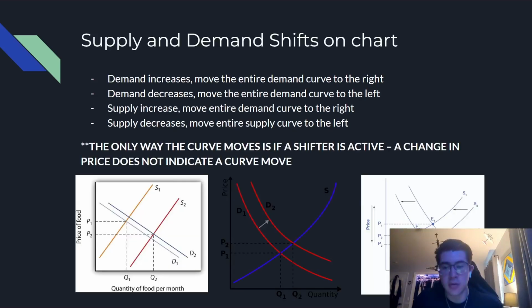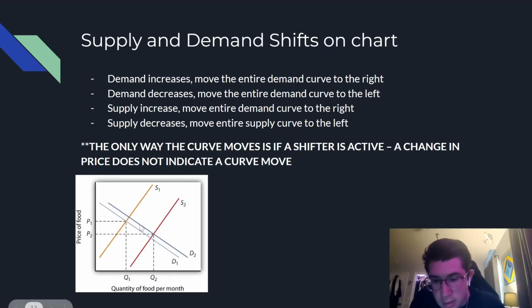So if we look at shifters, first let's look at this. We can see D1 and S1 is the original supply and demand curve. Where's the original equilibrium price? We have D1, the light blue curve, and S1 is the orange curve. So the original equilibrium price is going to be P1 and Q1.